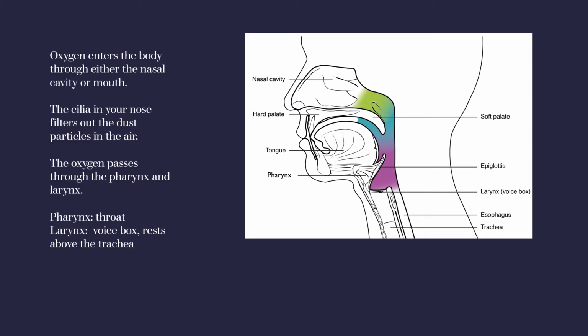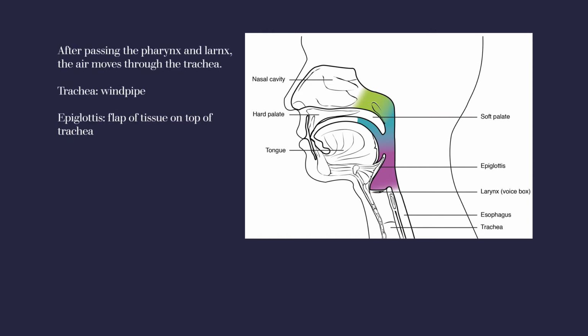So oxygen enters the body either through the nasal cavity, which is your nose, or the mouth. As air passes through your nose, the cilia, which are hair-like projections, filter out dust particles that are in the air, and the oxygen then passes through the pharynx, which is your throat, and the larynx, which is your voice box that rests above your trachea. And after passing through the pharynx and larynx, the air moves to the trachea, which is your windpipe.